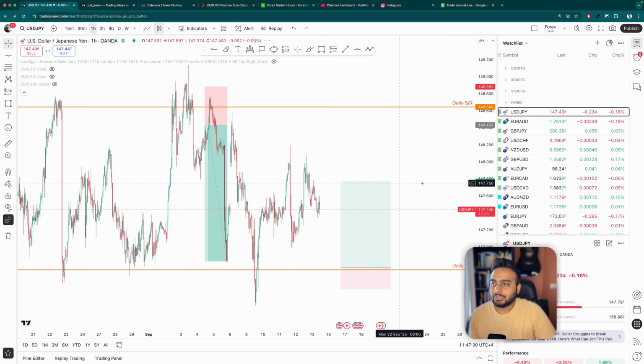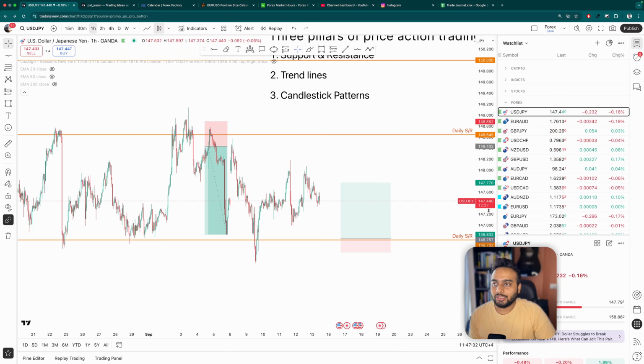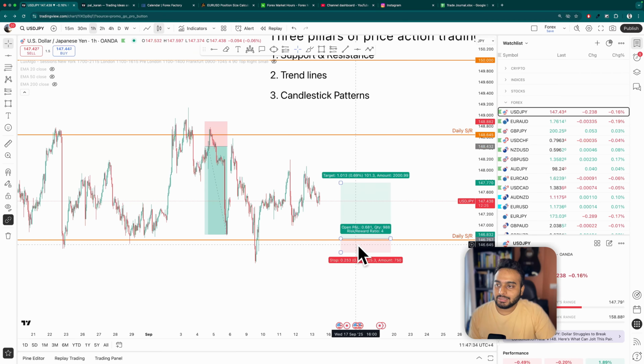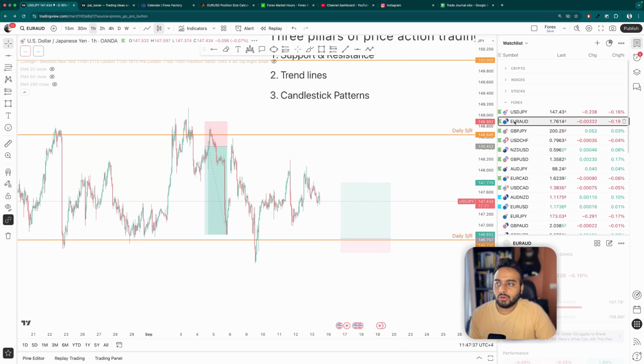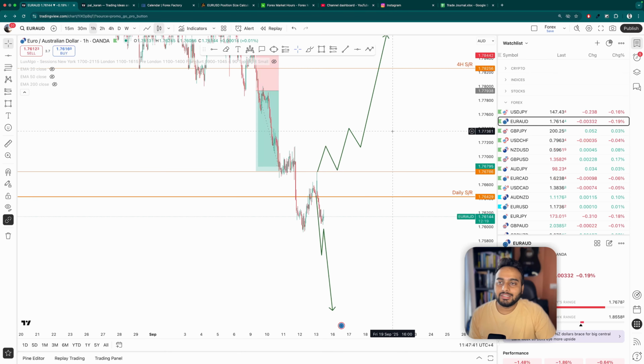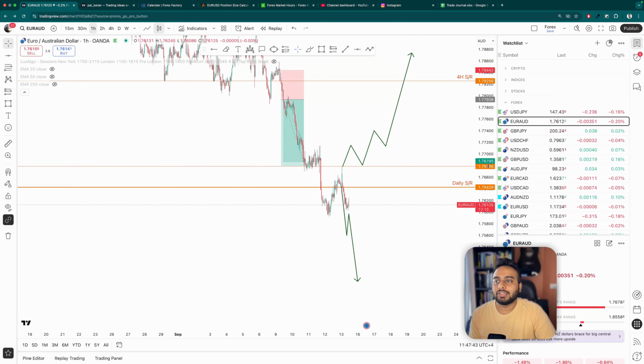For example, this USD JPY, if you see my YouTube channel, you'll find why this position is right here. On Euro AUD, why these drawings are right here. It's all because it happened in the Sunday analysis.